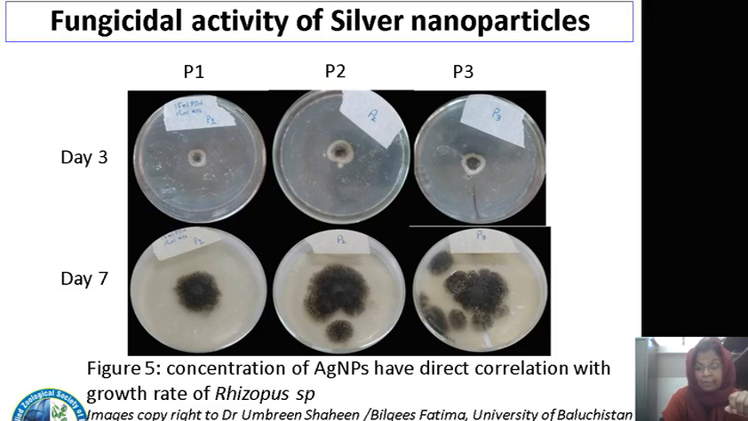So we were able to show that yes, nanoparticles have an effect in a concentration-dependent fashion: with the increase in concentration of nanoparticles there is an increase in the antifungal activity of silver nanoparticles.